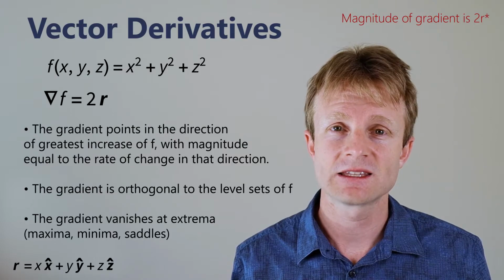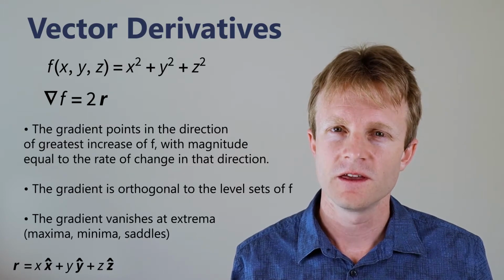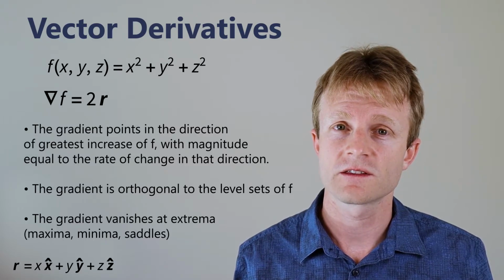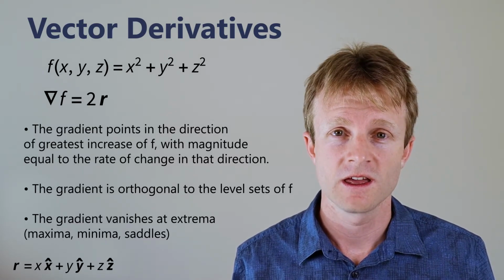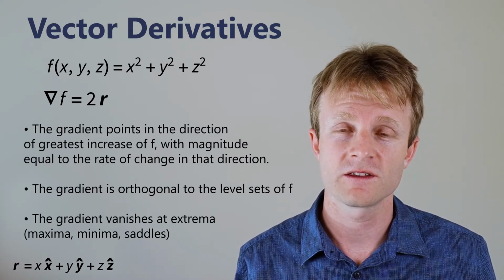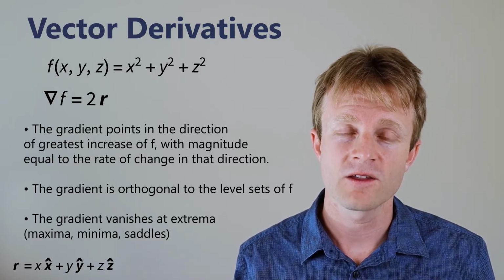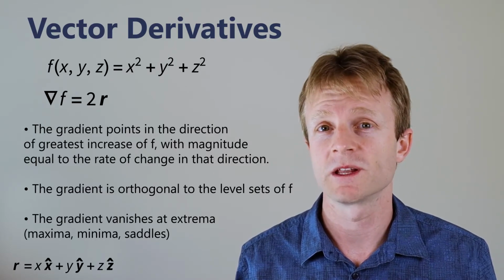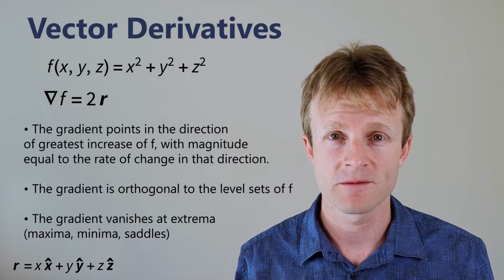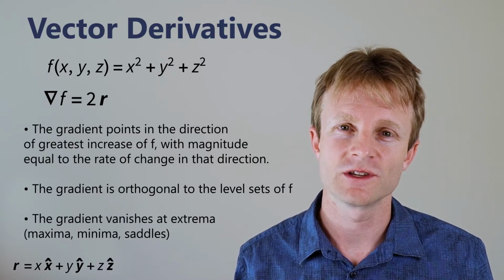Property 2 of the gradient is that it is perpendicular to the level sets of the function. This function is distance squared, so the sets on which it is constant are the sets of constant distance from the origin, i.e. spheres. Well, is the gradient perpendicular to the spheres as it's supposed to be? Yes, because the position vector points radially outward. And finally, the gradient vanishes at maxima, minima, and saddle points. Is this happening here? Well, this function just has one minimum at the origin where it's equal to 0, and indeed, the gradient vanishes at the origin where r equals 0.